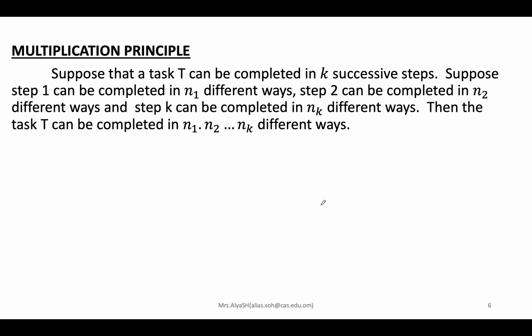So the multiplication principle is when I have a task T that can be completed in k successive steps. Now, "can be completed in steps" means the tasks inside the steps are dependent. So let's suppose step 1 can be completed in n1 different ways, step 2 can be completed in n2 different ways, and so on. Then T can be completed in n1 times n2 times ... times nk different ways.